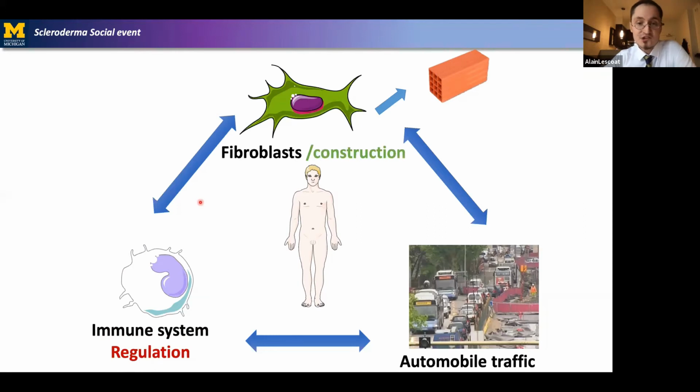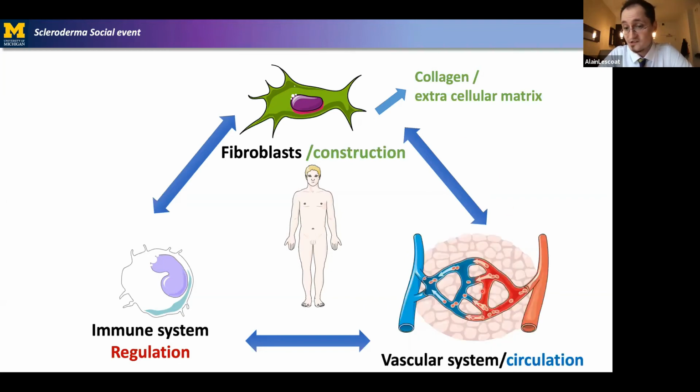You don't have construction workers, but you have the equivalent, which are called fibroblasts, and they don't use bricks to construct new tissue, but they use collagen fibers, or what we call extracellular matrix, which are technically like bricks. They use these bricks to make our tissues and organs stiffer and to shape our organs. And you also have a vascular system, which works like circulation in some way. This is also a traffic system.